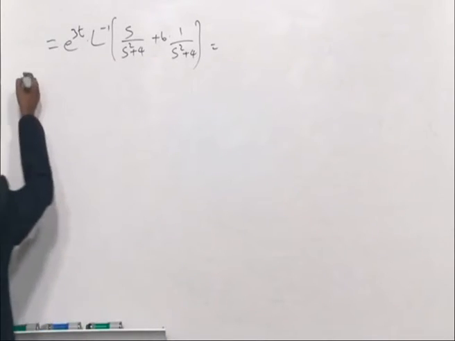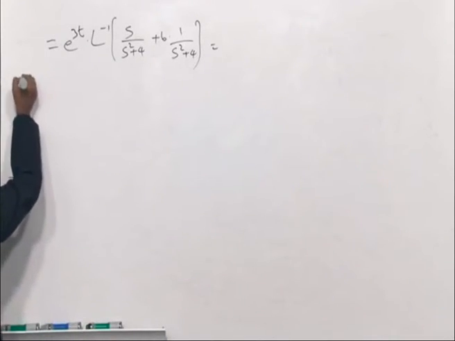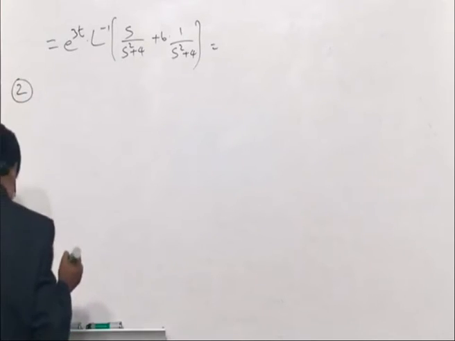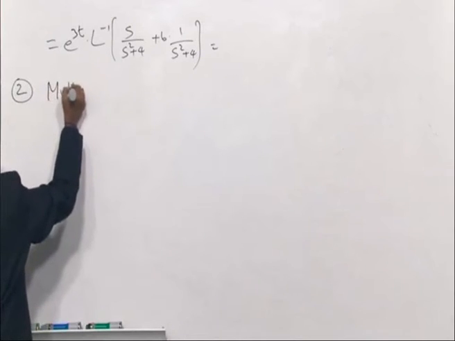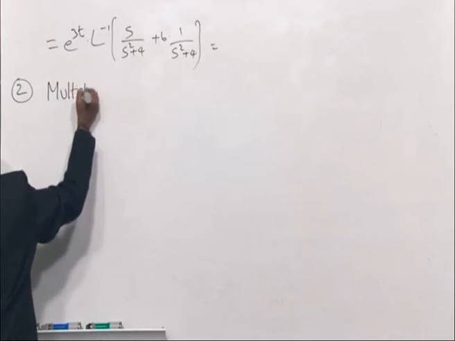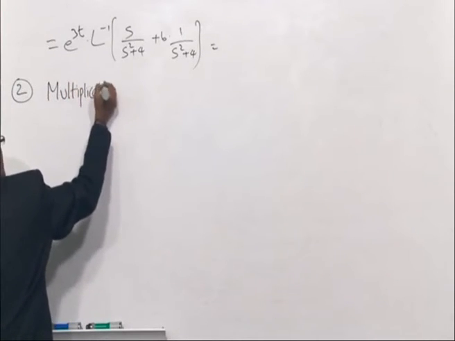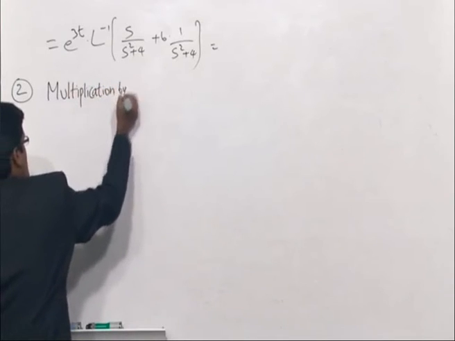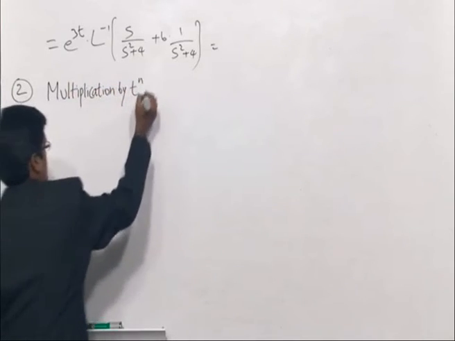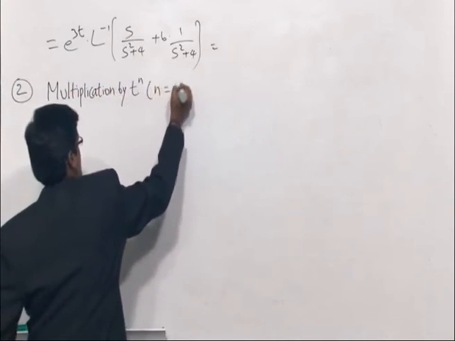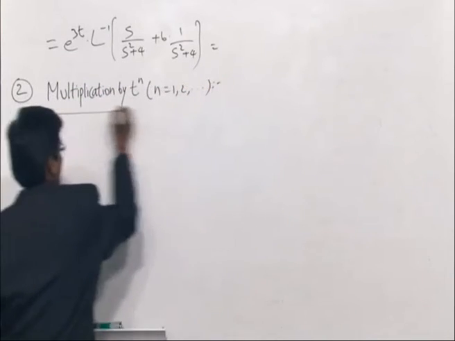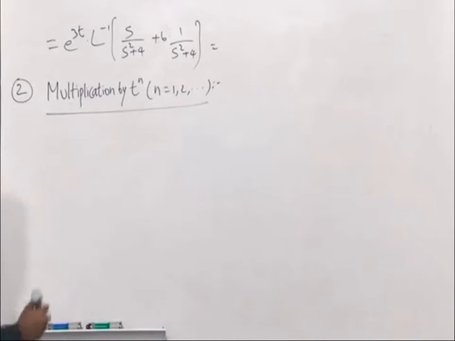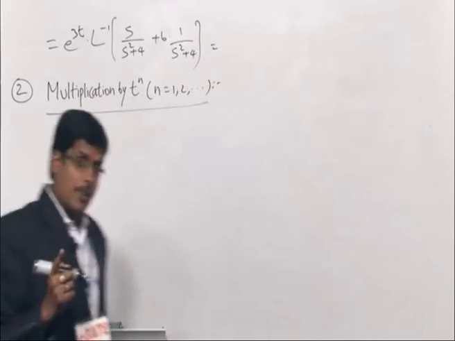Next one is the second property: multiplication by t power n, where n is equal to 1, 2, and so on, natural numbers. Common sentences in all the properties I already explained.